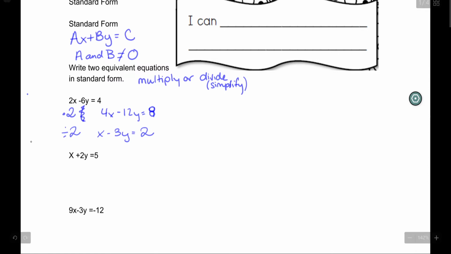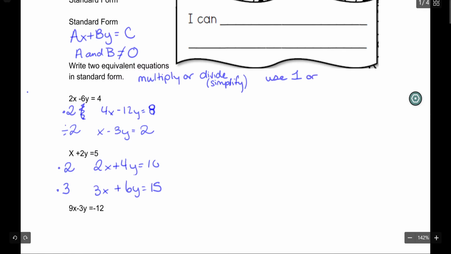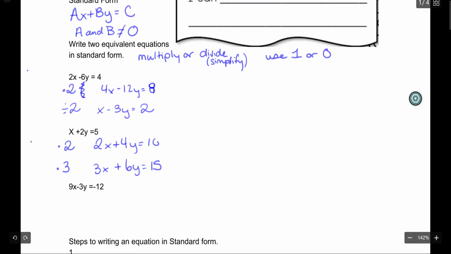The next one, I don't see that anything can be divided because they don't have a common term. So we're going to multiply everything by 2, get 2x plus 4y is equal to 10. And then I choose any other number. I'm going to go ahead and do 3, the easiest ones, and do 3x plus 6y is equal to 15. Now, when you're multiplying or dividing, you cannot use 1 or 0. Okay, so go ahead and try the next one on your own.